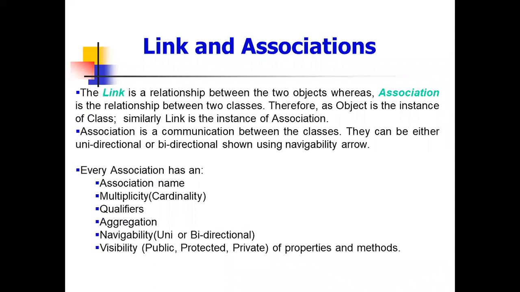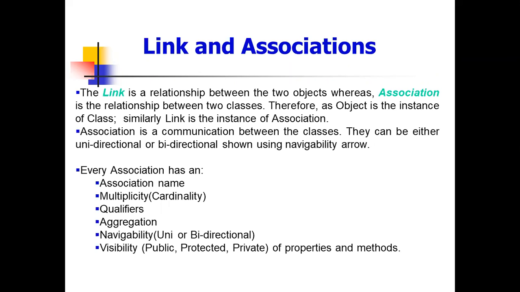Then we have started with links and associations. So we have seen what a link is. In the exam, there will be a question for 1 mark: what is a link with an example, and what is an association? A link is a relationship between two objects, whereas an association is a relationship between two classes.